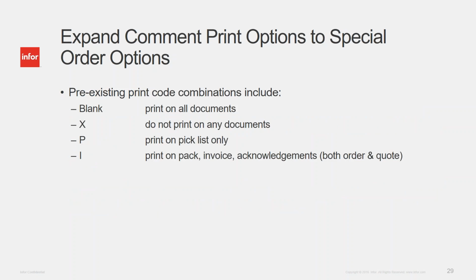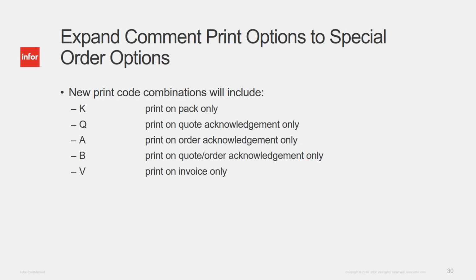In order to refresh your memory, this slide is a quick reminder of the print code changes of the original print codes. A blank, print comments on all documents. An X, don't print it on any. P, print it only on a pick list. An I, print it on the pack list. An invoice, an acknowledgement when the acknowledgement is either a sales order or a quote.